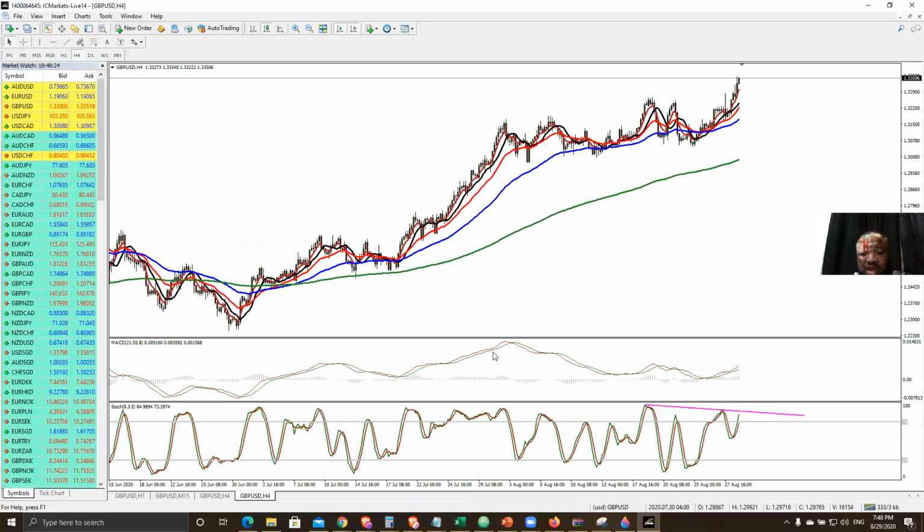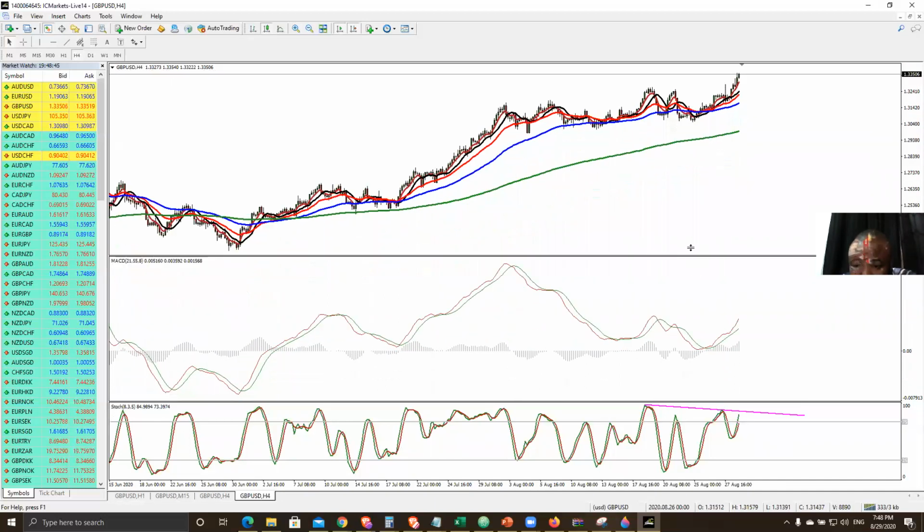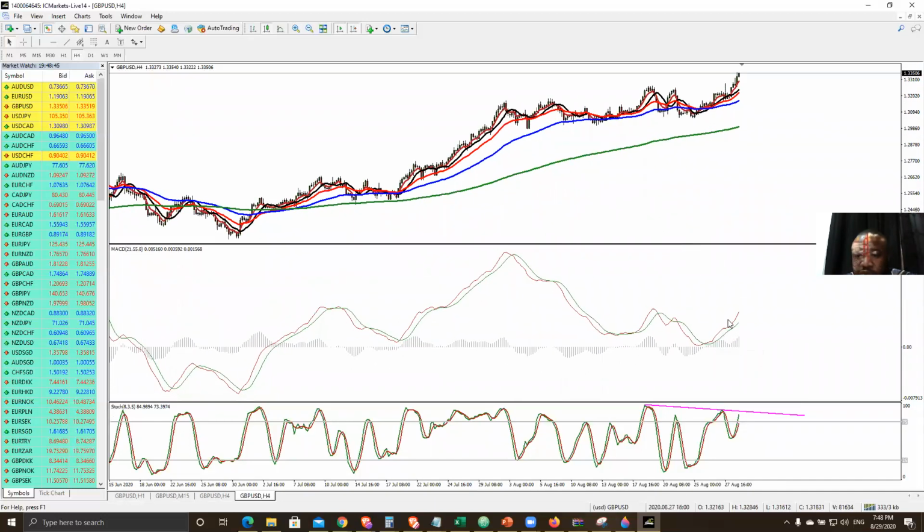The good thing is that the MACD is still staying above, which is not such a bad thing, but obviously from the moment that we cross down over here, we can see that despite the fact that the price is going up, the momentum is not as strong. Now that we've crossed back up, we're pushing up with that momentum. The stochastic is giving us a divergence signal, which we shouldn't ignore.